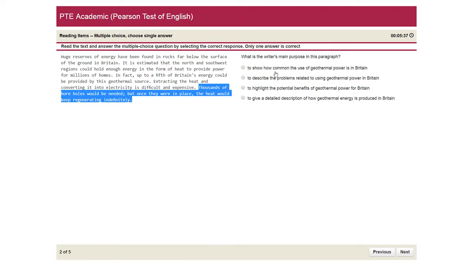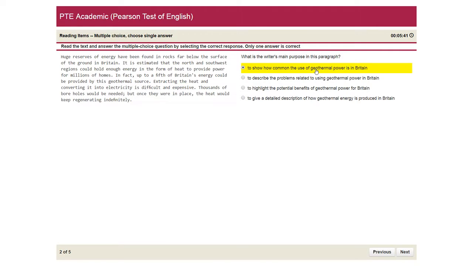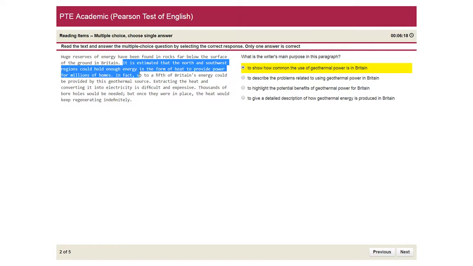The first option is, to show how common the use of geothermal power is in Britain. Is this the right answer? Is the writer telling us that geothermal power is common in Britain? It is not common. He's just talking about it being found in one place, not found in a lot of places with a lot of people using it. He's just talking about it being found once, in one region, two regions. He's not talking about hundreds of things being found and people using it again and again. So this doesn't seem like the right purpose of the passage.